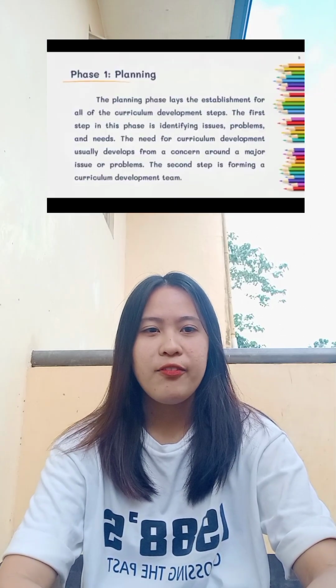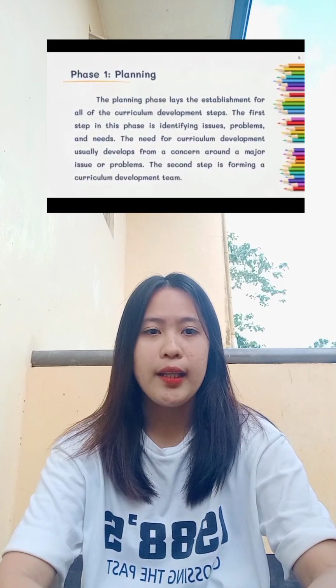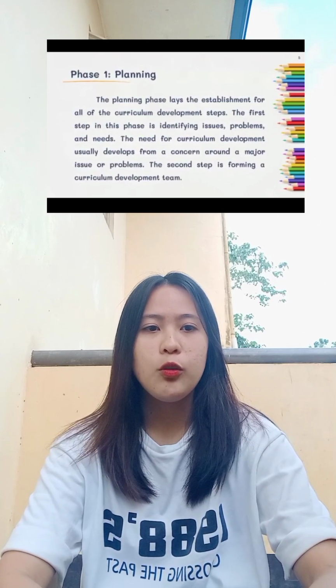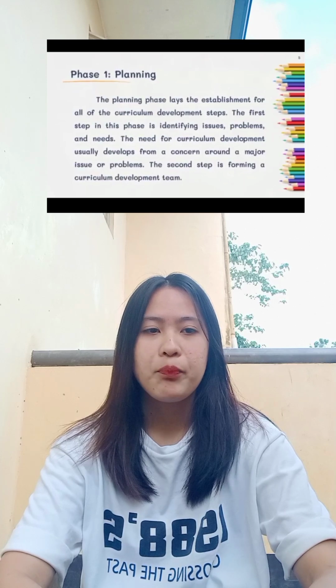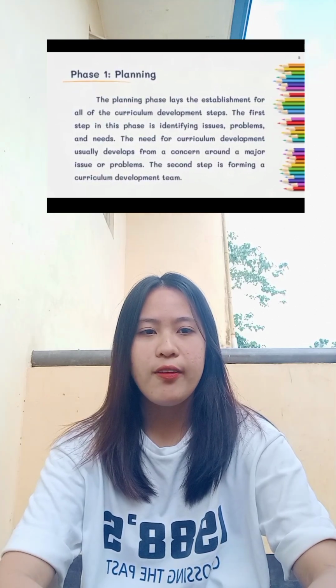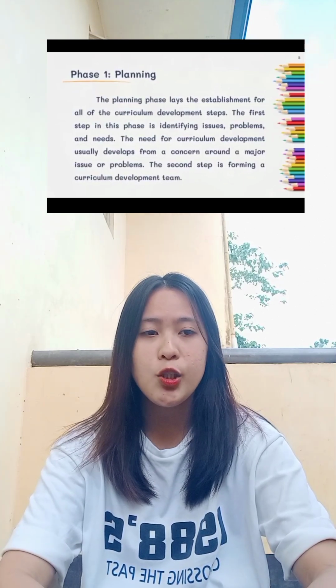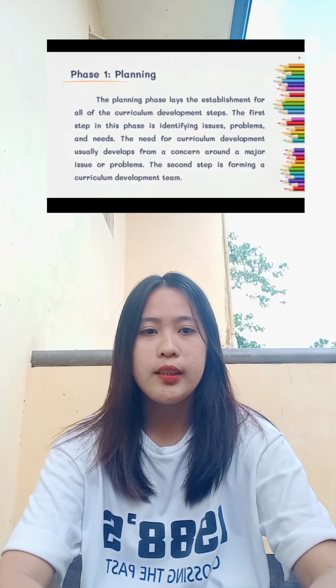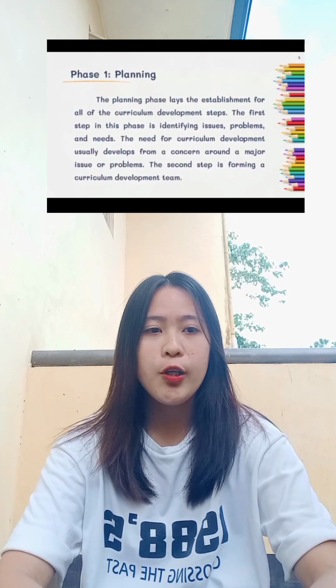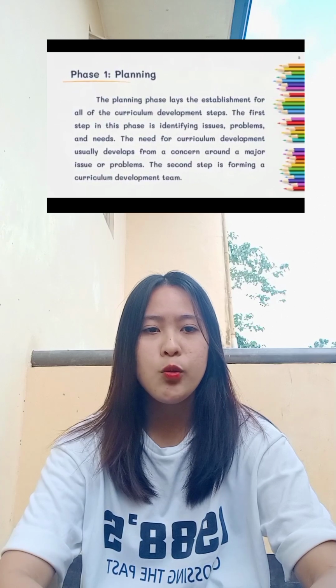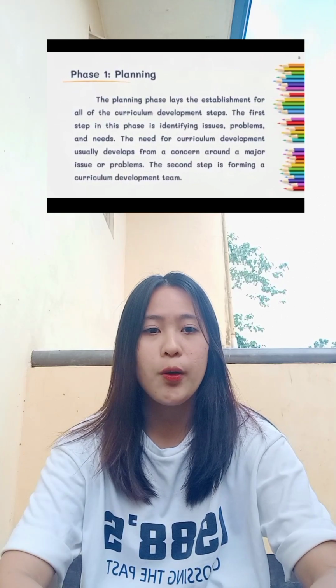Number 1, planning. The planning phase lays the establishment for all the curriculum development steps. The first step in this phase is identifying issues, problems, and needs. The need for curriculum development usually develops from a concern around a major issue or problems.